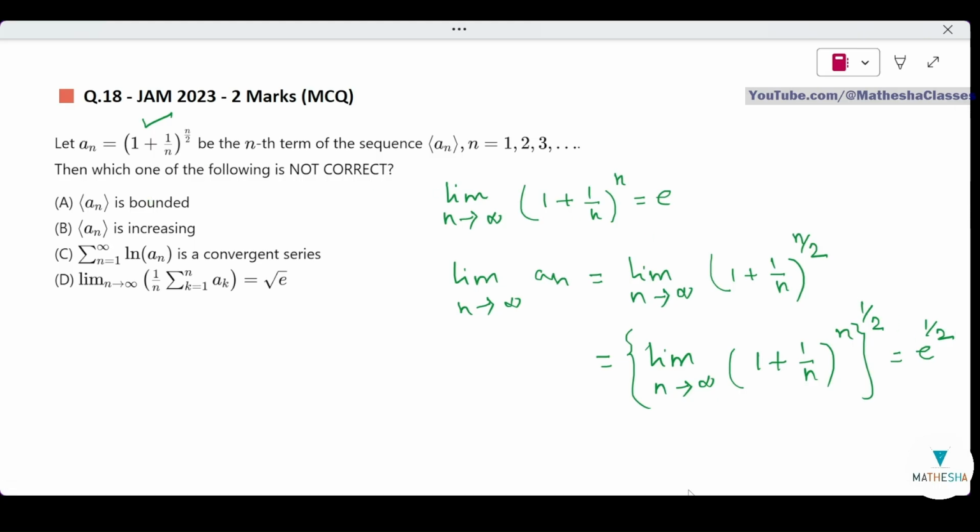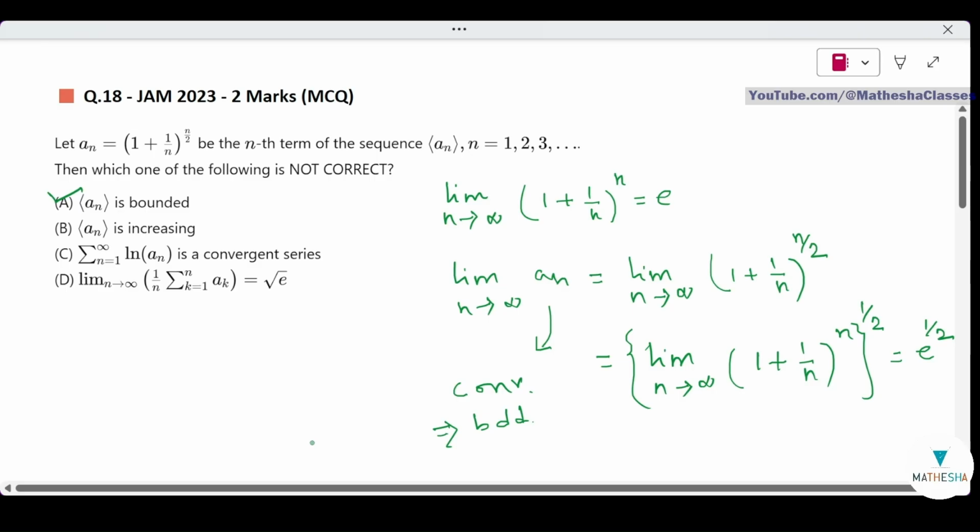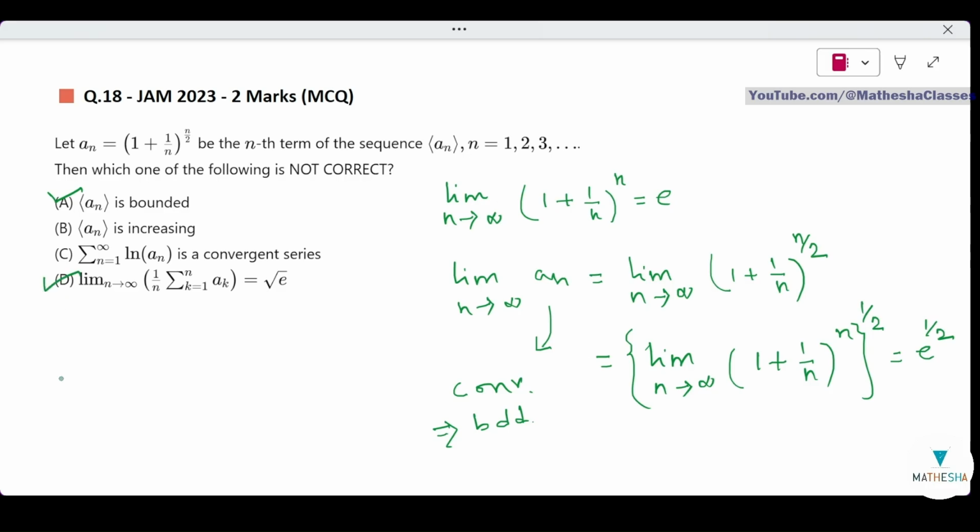So definitely this is a convergent sequence. So an is convergent, and we know that every convergent sequence is bounded. So option A is correct. Along with this, we can say that option D is also correct.